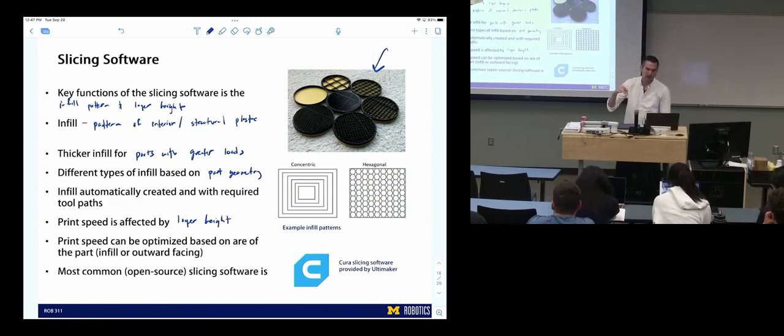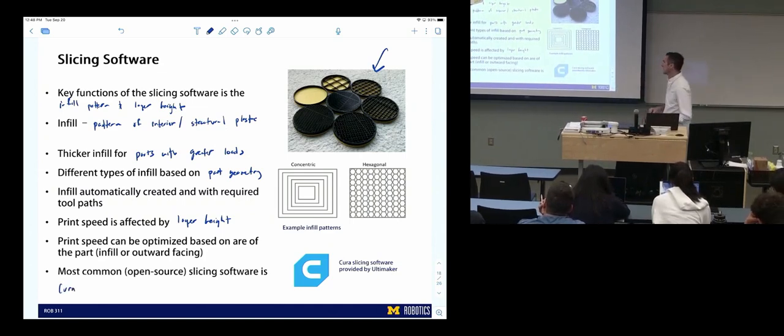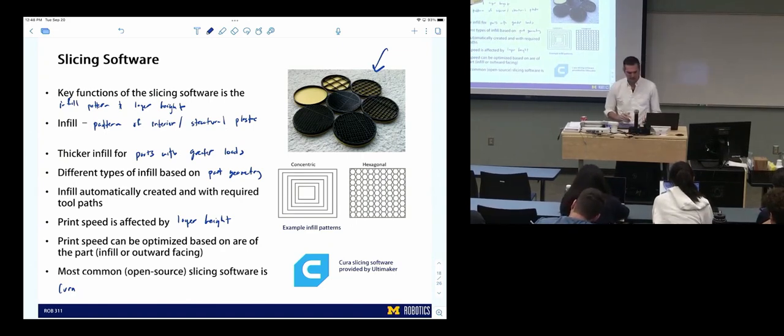Print speeds also happen in the instructions in G-code, in the slicing software. The print speed can be optimized based on the type of material it's printing, and that's all already done for you. A huge area of research is also maximizing the speed of 3D printers. The most common open source slicing software is Cura, provided by Ultimaker. I don't think you will have to interface with that at all. I just want you to know that it exists.